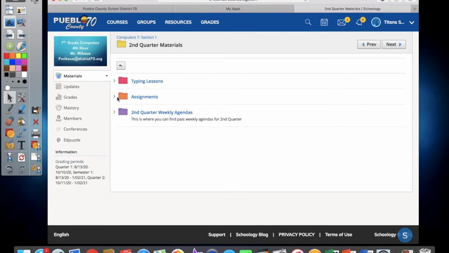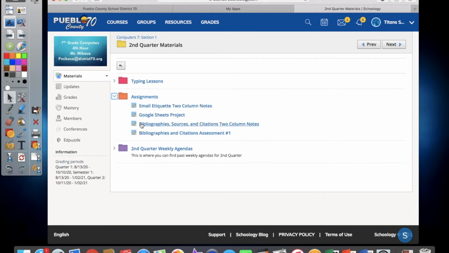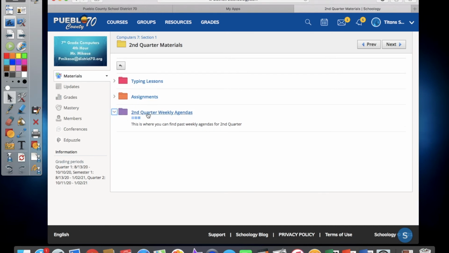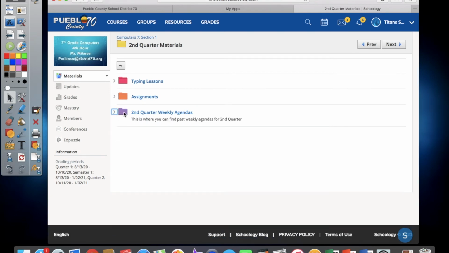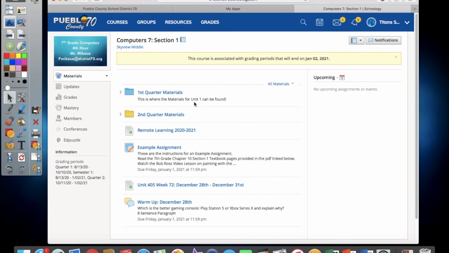And so for example, if I was to click on this assignment folder, it shows you all the assignments you guys worked on that week. If I was to click on the second quarter weekly agendas, it shows you what agenda you guys had for the week, okay? That's pretty much how it works. And like I said, all the past stuff is inside the folders, all right?